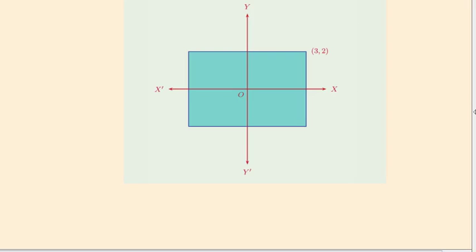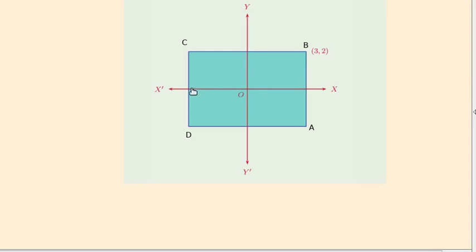After that you write question number 2. The second question, the figure is like this. Again a rectangle is here. Here the origin is the center of the rectangle. First we can mark the vertices A, B, C, D. One of the vertices is given as 3, 2. That is, this distance is 3 and this distance is 2.